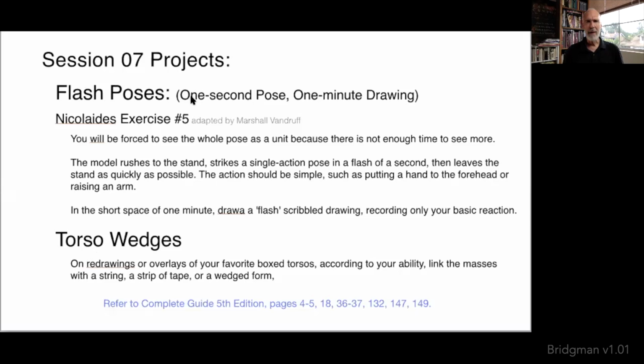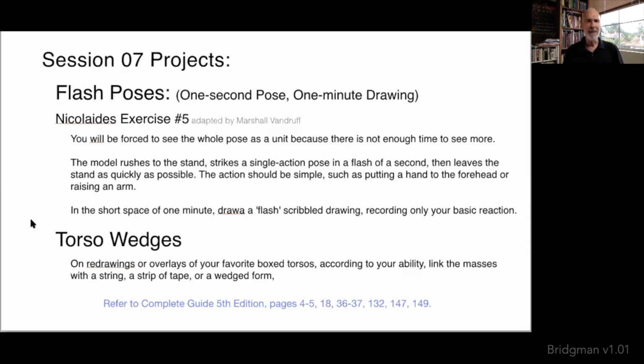One was quick, flash poses, 1 second pose, 1 minute drawing. You'll be forced to see it. Model rushes to the stand. 1 second, 1 minute to do it. Don't think too much. Feel. I recommended that you do a number of those.